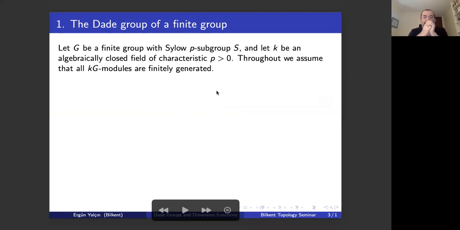So we'll be taking a finite group. G will be a finite group. We will always have a fixed prime p. And S also will be the notation for a p-subgroup of G. We will work over an algebraically closed field K of characteristic p. We will only consider finitely generated KG modules. So our modules will be over the group ring, and they will be finitely generated.